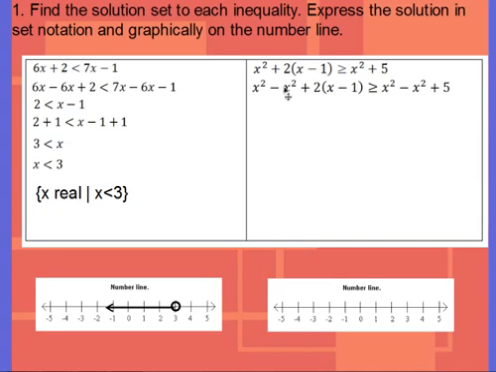When I do x squared minus x squared, they're going to come off of here. And when I do x squared minus x squared, they're going to come off of here. So when I simplify my equation, it looks something like this. It's going to be 2 times x minus 1 is greater than 5. Now at this point, I can divide both sides by 2, or I can distribute the 2 into the parentheses. I chose to distribute the 2 into the parentheses. 2 times x will give me 2x. 2 times 1 will give me 2.